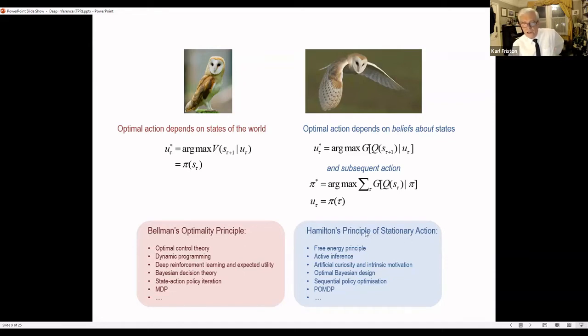Variational principles of least action lead to things like the free energy principle and active inference. They also, because they're about beliefs, accommodate artificial curiosity. In robotics, this would be intrinsic motivation, sampling the world actively in the sense of active sensing in a way that is driven by the imperative to minimize your uncertainty or maximize your information gain. And of course, that's just a description of a good scientist designing the right kinds of experiments to get the right kind of data, namely the principles of optimal Bayesian design. So that's the approach that we're going to explore.